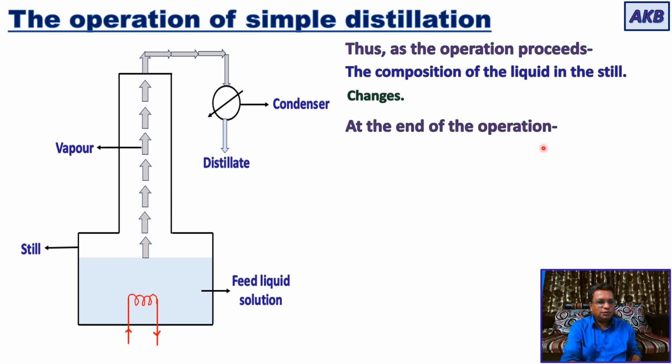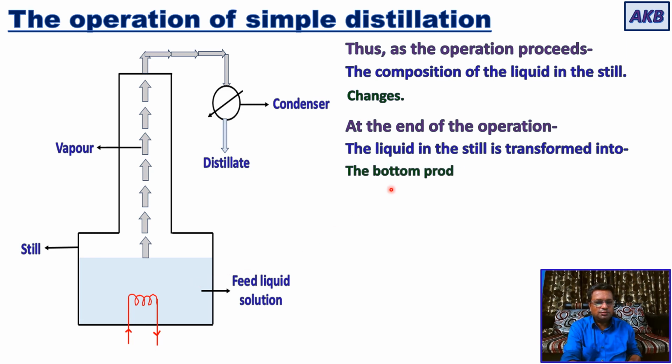At the end of the operation, when you have the desired composition for the distillate, the operation will end. And what happens at the end of the operation? Whatever liquid is left in the still, that liquid is transformed into what is called the bottom product. So when you stop heating, the liquid remaining in the still will be the bottom product.